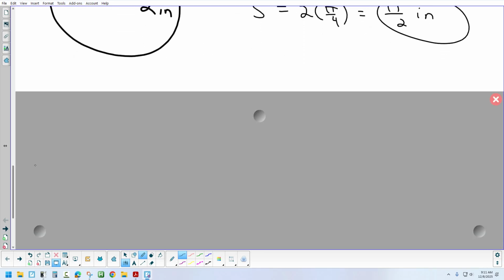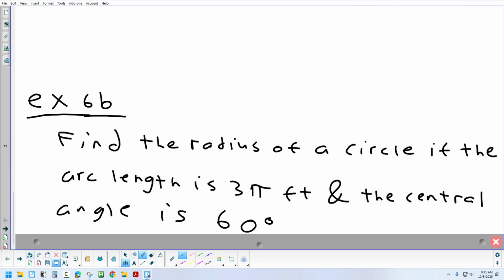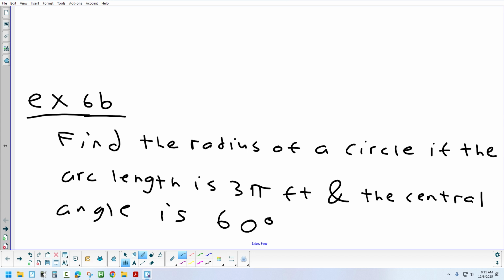Let's try this one. Okay, example 6b. So this one's a little different. This time you are not finding the length of the arc. You're finding the length of the radius. All right. So it says the arc length is 3 pi feet, and the central angle is 60 degrees.